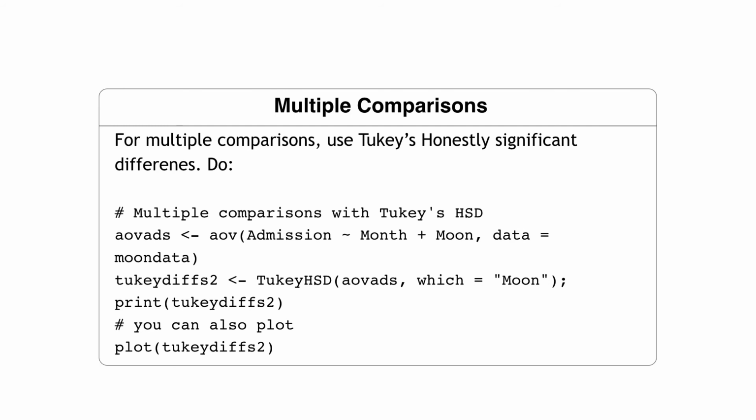And then we decided to take a look at the moon phase only. Well, we expect that there is not going to be much of a difference, but nevertheless we could do this. And once you take the AOV, the analysis of variance, and do this, you can plot the Tukey HSD, which is the object to which this is stored.